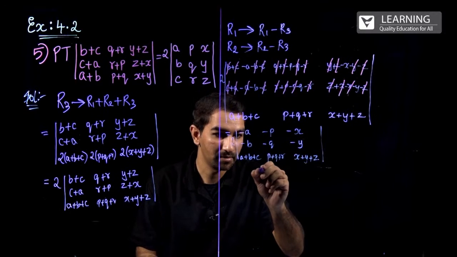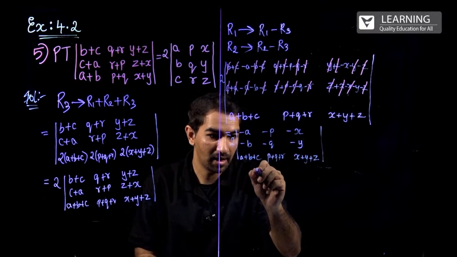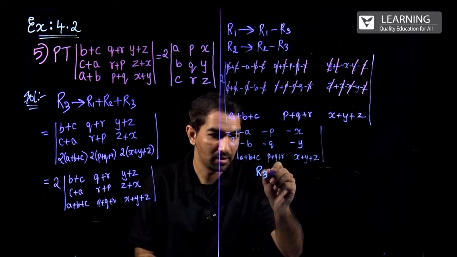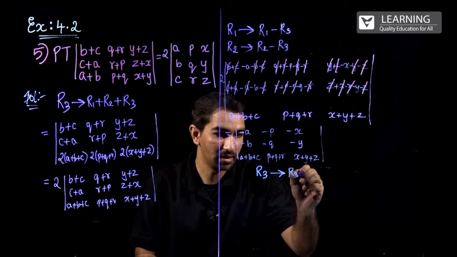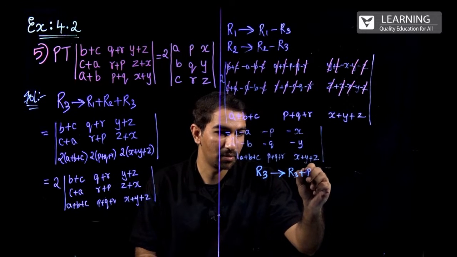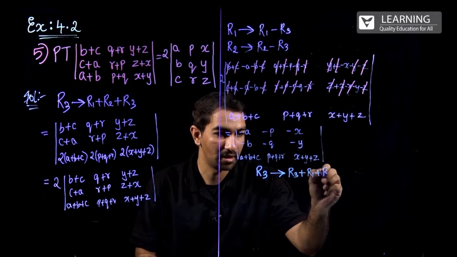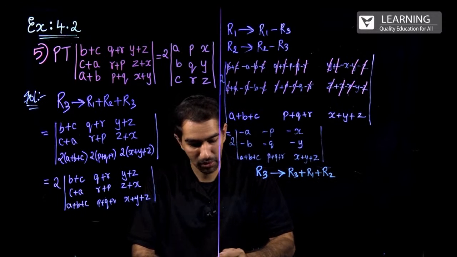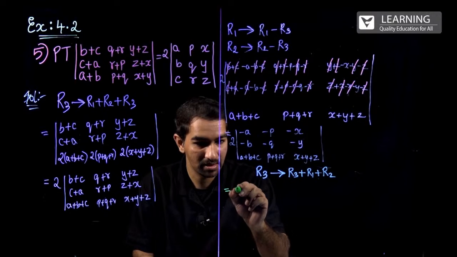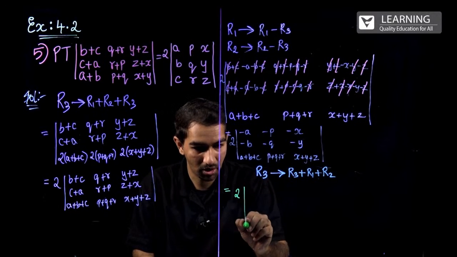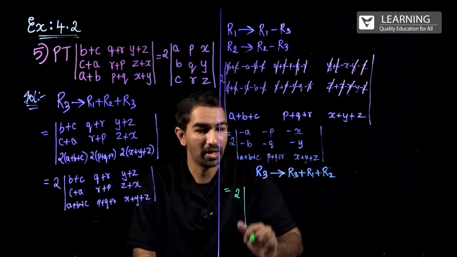We will write R3 will be equal to R3 plus R1 plus R2. So once you write it like this, what is the next step? Here it will be written as 2 of R1 and R2 as it is.